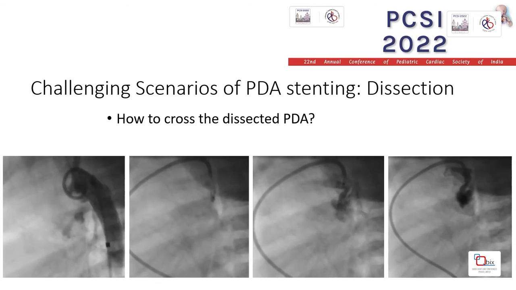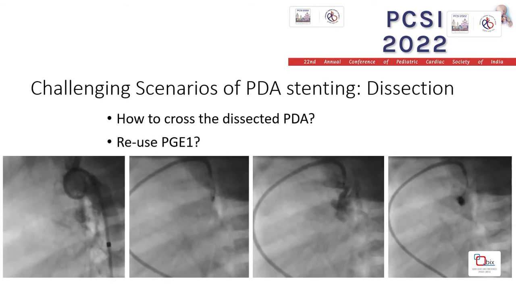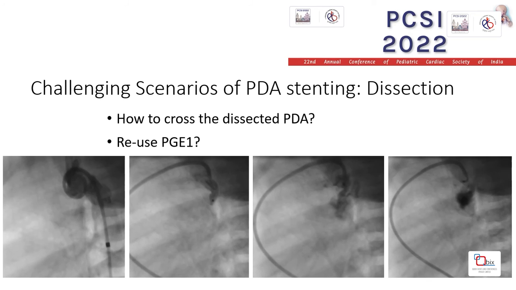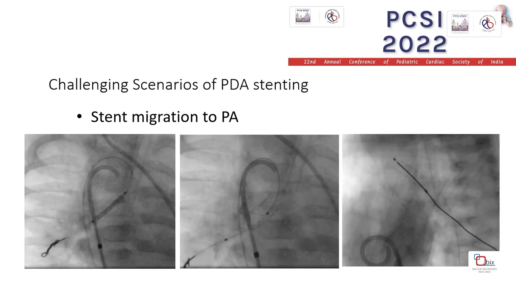Of course, we cannot easily cross the dissected PDA. And can we use PGE1 to open the PDA again? Of course not, because the patient's condition worsens very soon. In this case we can try, but it is almost always a very severe case. The next challenging scenario is stent embolization to the pulmonary artery or aorta.